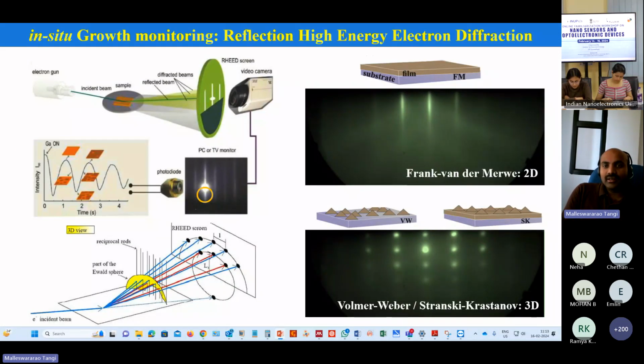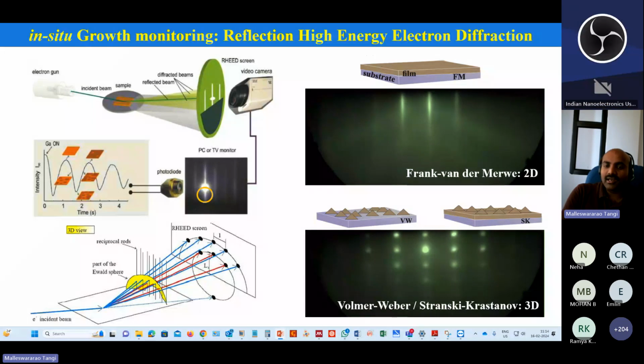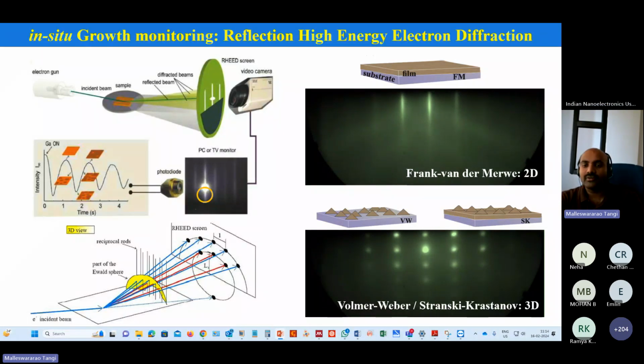So as I discussed, RHEED can be used to monitor the growth in situ. Here there will be an electron gun where the electron beam is incident at a grazing angle onto the film, and the diffraction pattern will be collected on the fluorescent screen. Based on this diffraction pattern, we can decide whether the growth is layer by layer or nanowire or island kind of growth. For layer by layer smooth growth, you will have a perfectly streaky pattern. For island growth, these electrons scatter at the islands, and you will have a spotty kind of RHEED pattern.